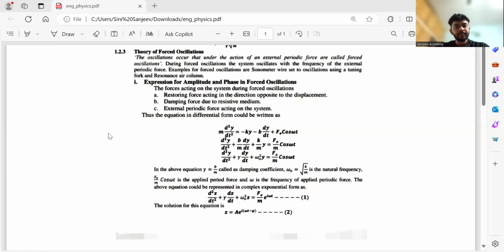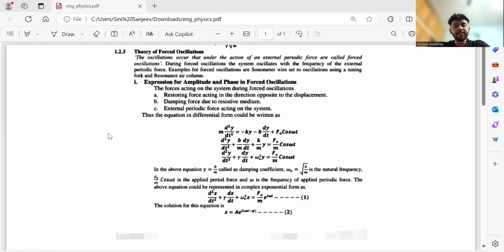So dear student, today we'll be discussing one important topic in the chapter Waves and Oscillation of Engineering Physics. I think you can see the page clearly, correct? So the theory of forced oscillation. In today's session, we are going to find the expression for amplitude and phase in forced oscillation.